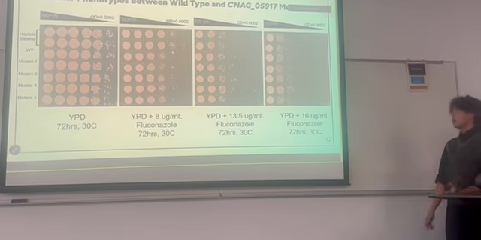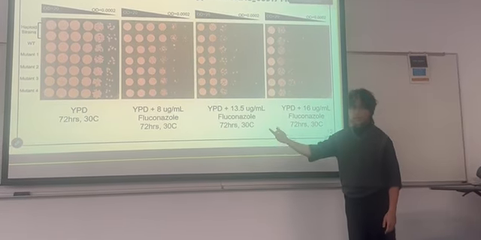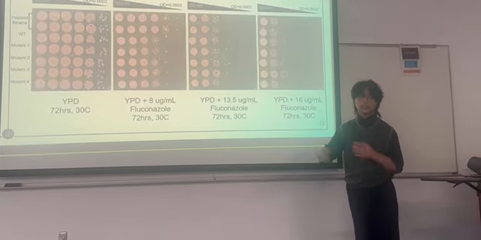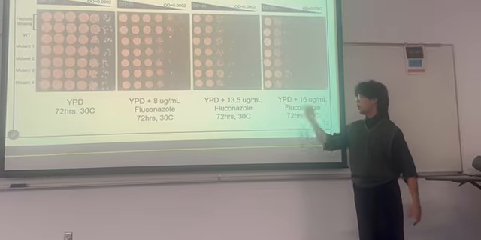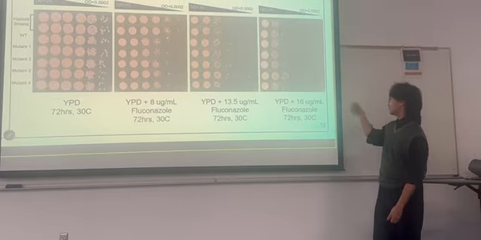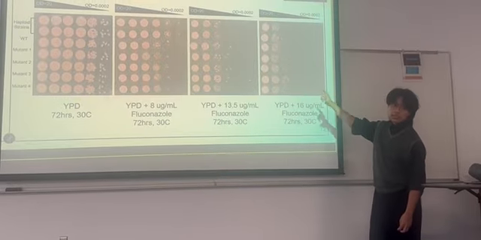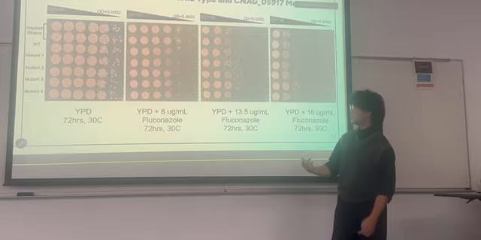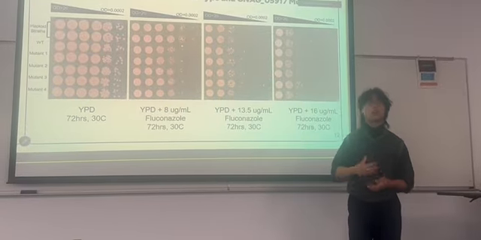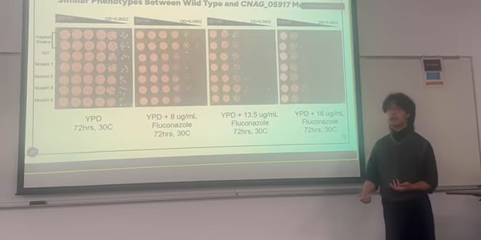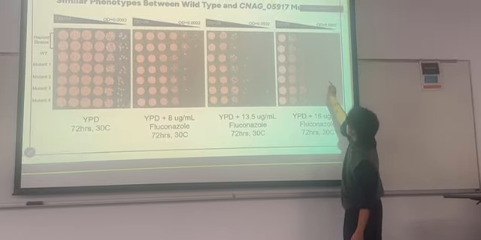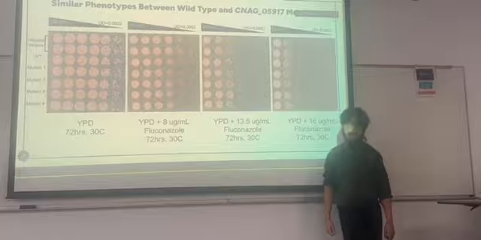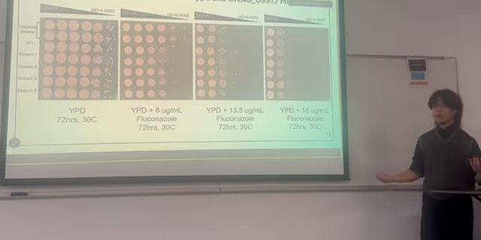So with that, here are the results for that again. As you can see, when I said YPD, that's our rich media, so it has all the nutrients it needs. But as we go from left to right, it actually has different concentrations of that antifungal drug. So we have 8 micrograms per milliliter, 13.5, and then 16. As you can see, it decreases in the amount of growth as you go further right. But these 4 bottom rows, those are all the independent mutants. And then the wild type is basically our homozygous diploid that we established earlier and made. So as you guys can see, it's actually pretty similar in phenotype, all of the 4 bottom rows compared to the wild type across all of them. So again, it's a similar phenotype.